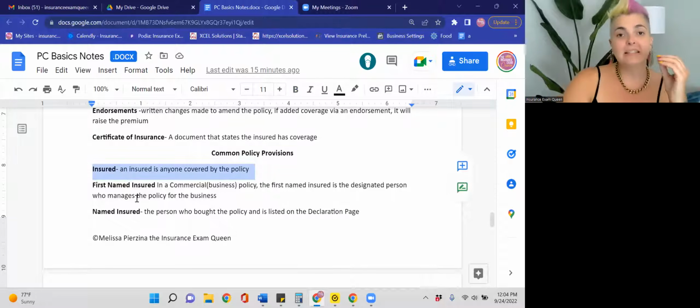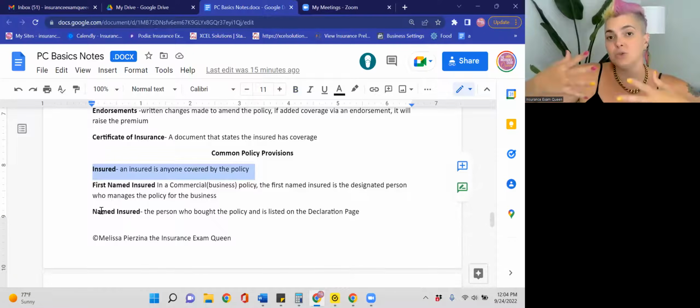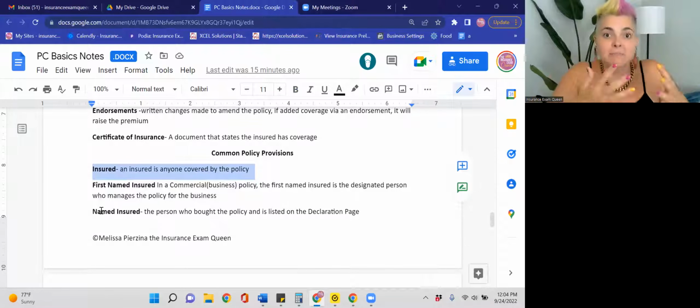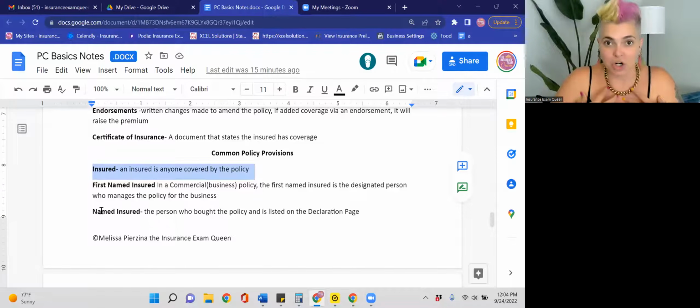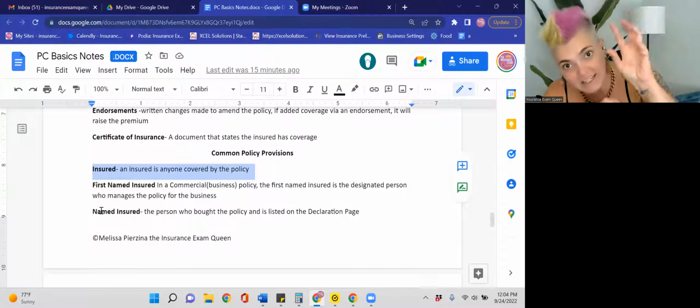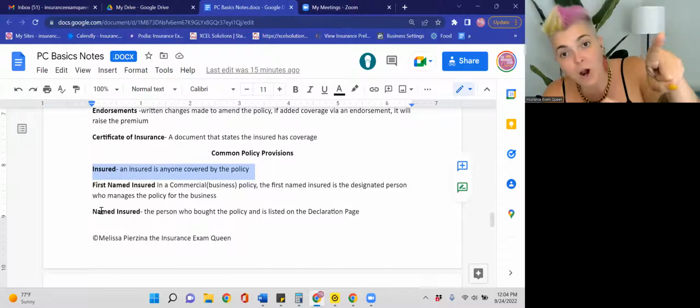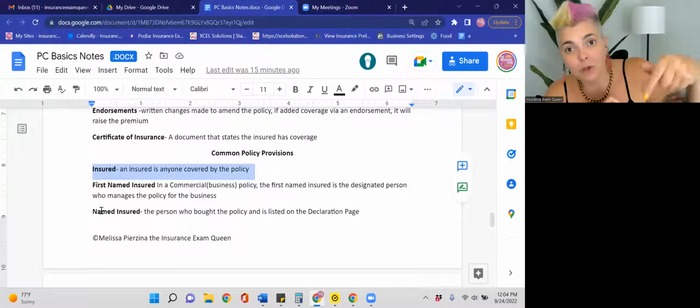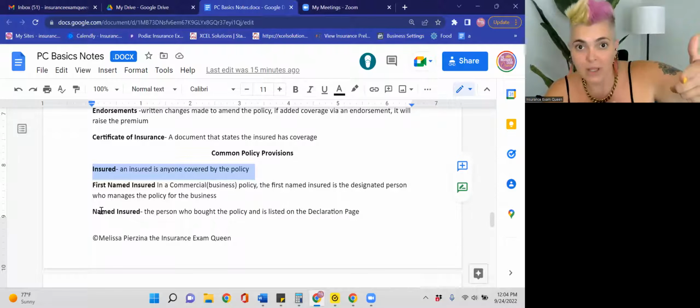Insured doesn't mean name insured. Name insured is the person who actually bought the insurance, the person whose policy it is. If I buy my homeowners, it is my policy. I am the name insured. If my dog bites you, you're a random stranger walking along and my dog bites you, you are an insured now on my policy because I owe you money. I am liable to you.